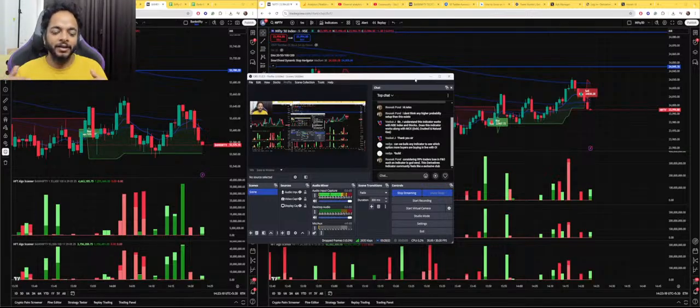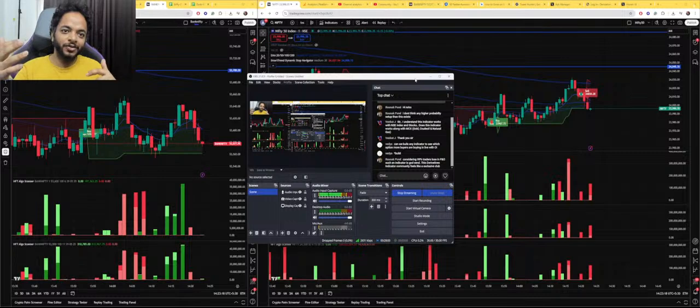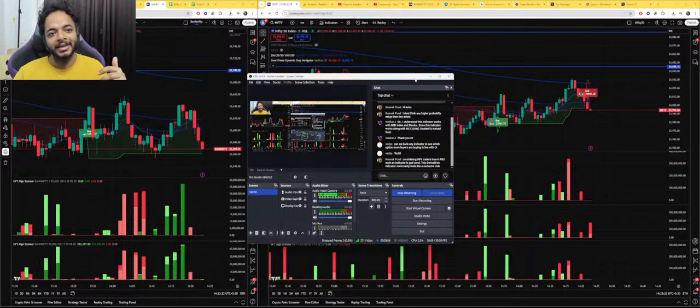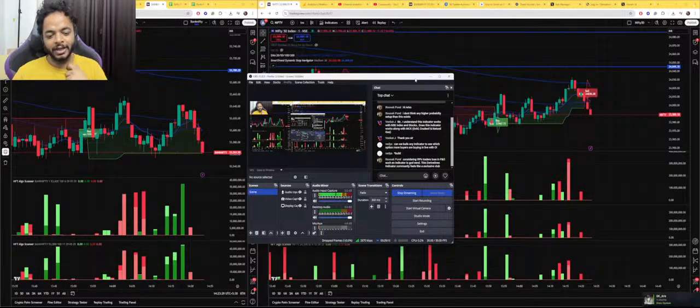If OI has decreased and price has increased, so call OI has decreased and price has increased, then it is short covering. If OI has decreased and also price has decreased, then you can understand that covering is going on, but then they would say that call buyers are unwinding.